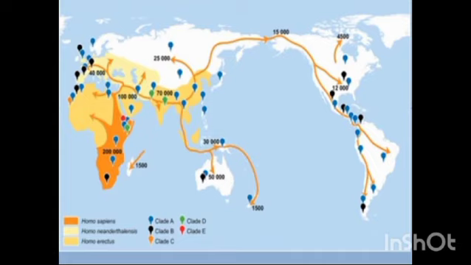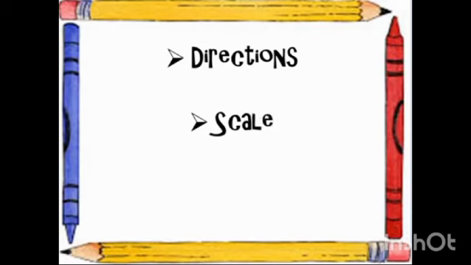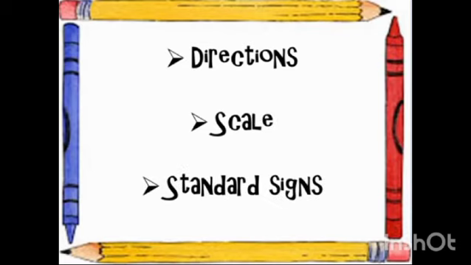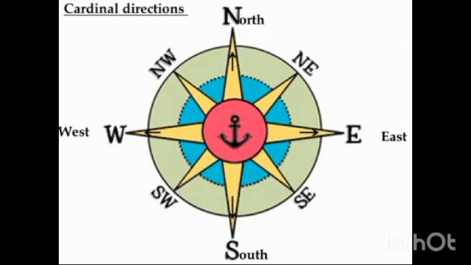To read a map correctly, we should know about the directions, scales, and some standard signs and symbols that are shown on maps. Let us first start with the directions. To read a map correctly, it is necessary to have an understanding of directions. The four directions that are universally accepted are east, west, north, and south.